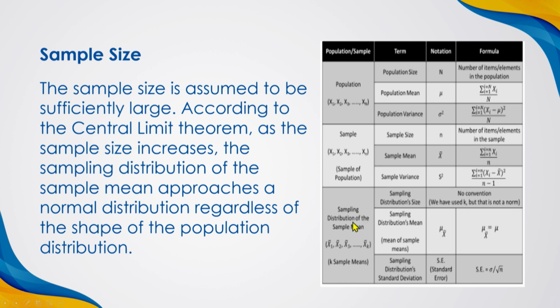Then for the sampling distribution of the sample mean, we have the sampling distribution size, the sampling distribution mean, and the sampling distribution standard deviation. For that we have the formula: mu x bar equals mu, the population mean. The standard error, SE, is equal to sigma divided by root n.